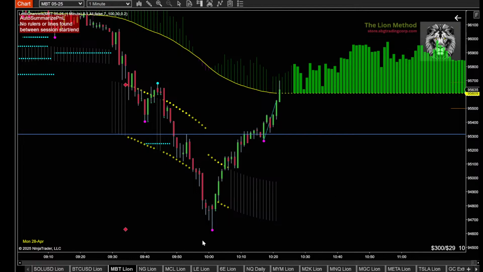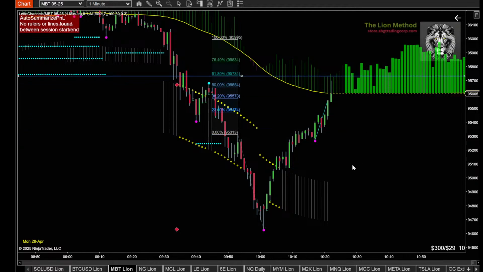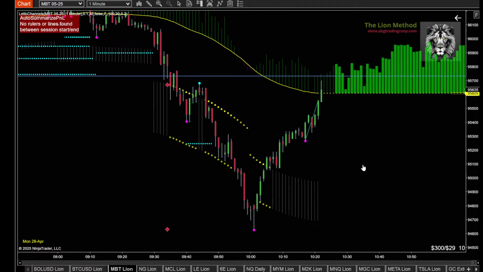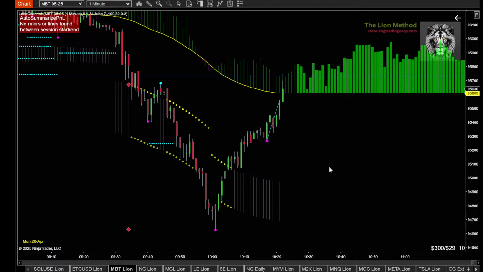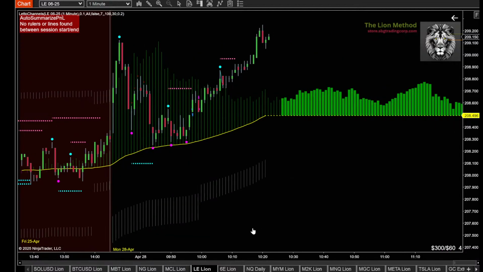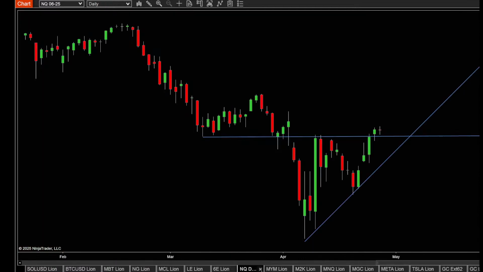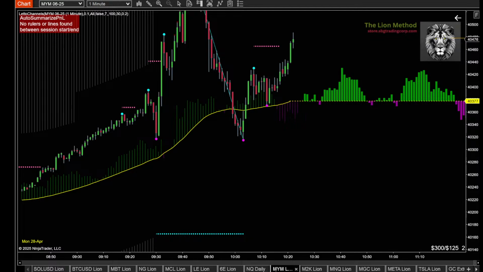All right, well, if you're watching the micro Bitcoin, that would have been a good spot. Now, the target for it would have been, we're almost at that target. So this is the target for that trade. Not quite there yet. LE is just going up. NYM hit it.